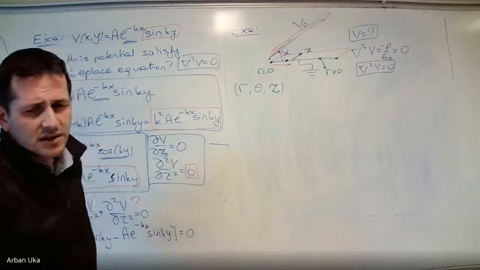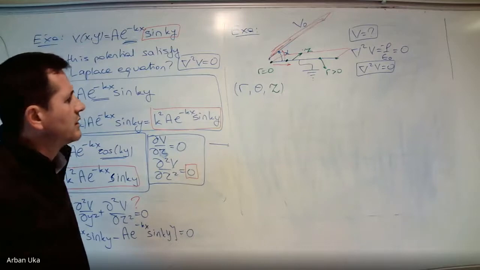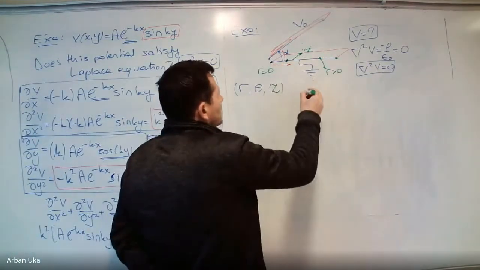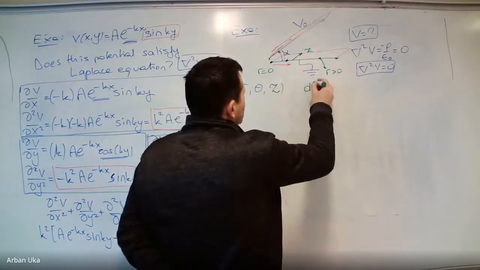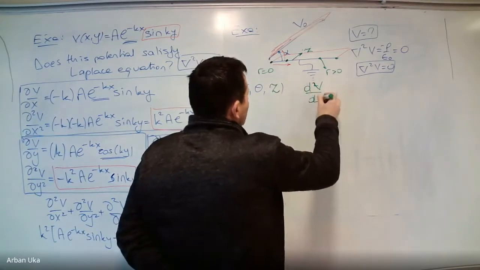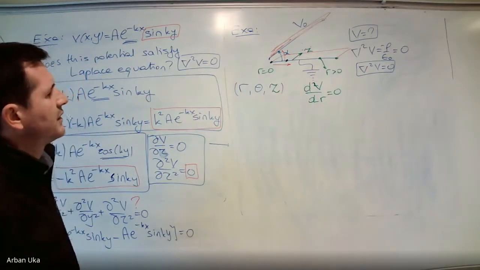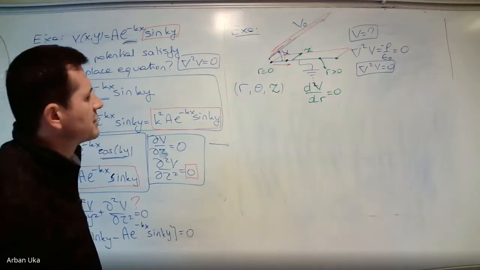Does it change? Well, it does not change, from which we can conclude that the derivative of the potential with respect to R is simply equal to 0. Okay. So we observe this fact.